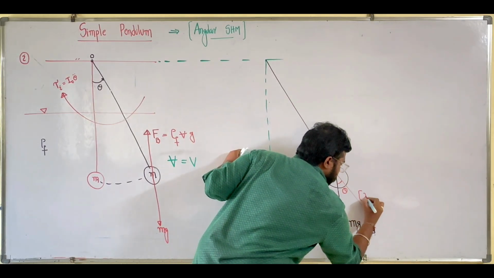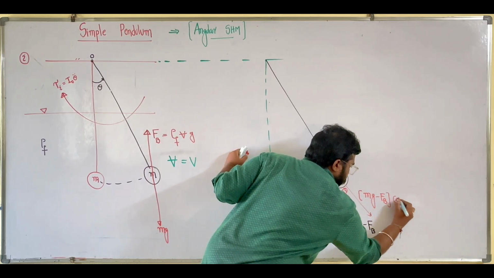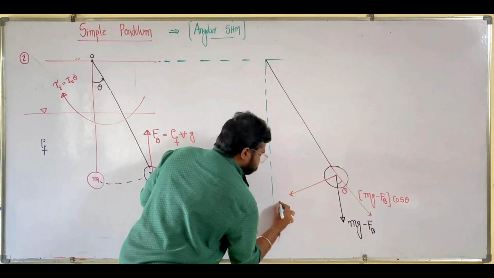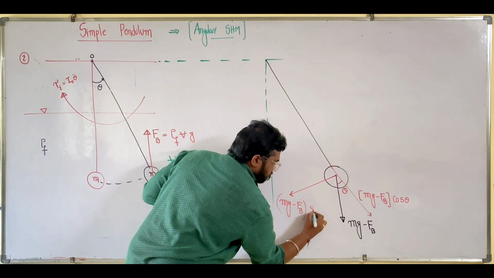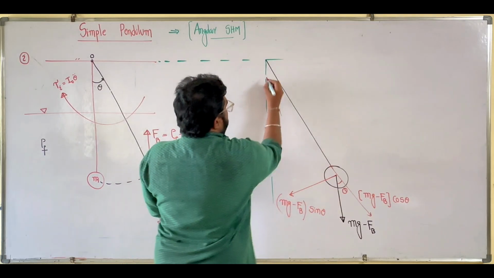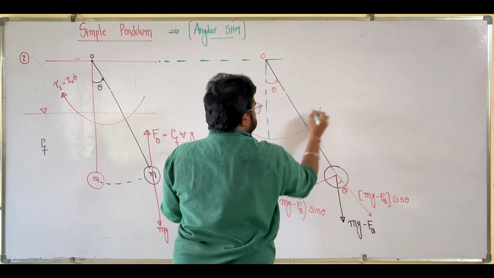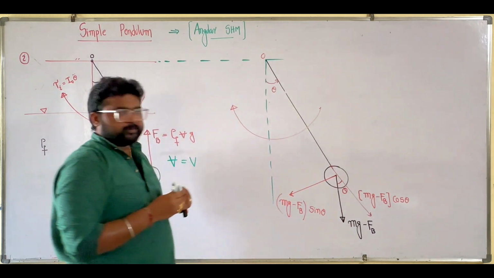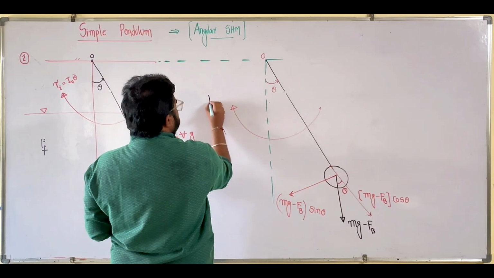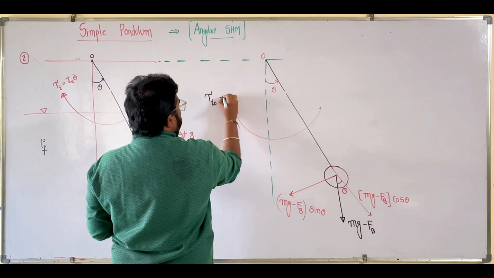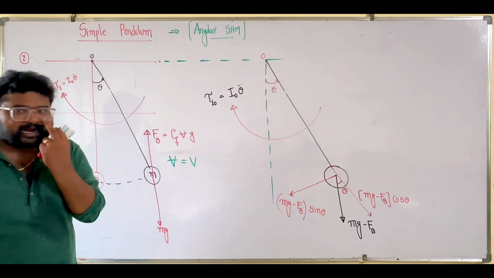How much would you be getting? Mg minus buoyant force into cos theta, and mg minus buoyant force into sin theta. Angular disturbance about point O. So the inertia torque will be acting in the opposite direction. Inertia torque equal to how much? Inertia torque about point O is I O theta double dot.